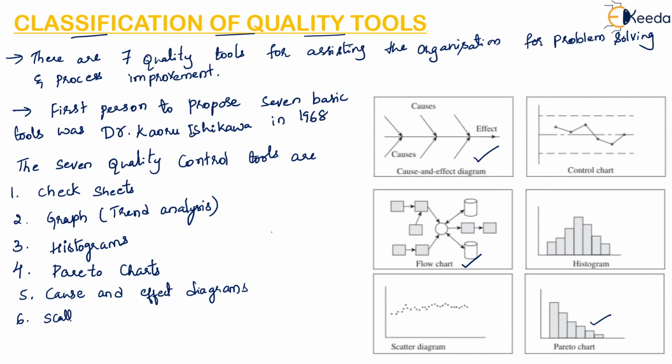Sixth one is the scatter diagram, which is mentioned here. The seventh one and the last one is the control charts. Histogram is mentioned here and this is the control chart. So these are the 7 quality tools which were first introduced by Dr. Ishikawa, who is from Japan.